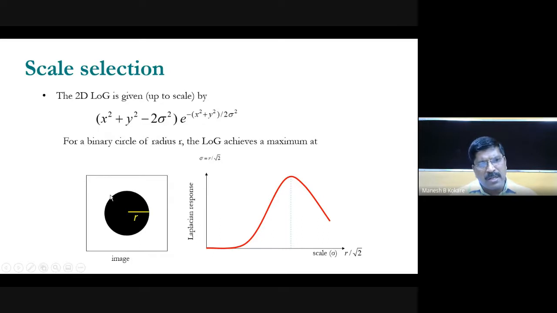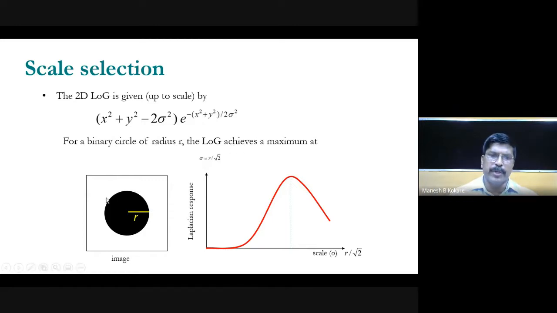If a small circle is there, then again you should know the radius of that circle, and then the sigma value will be equal to r by 2, which will detect the small circles, and so on. In that way you can detect objects with multiple scales. We are changing the value of sigma, and changing the value of sigma is nothing but changing the scale. By changing the scale, you are detecting different objects, and so on.